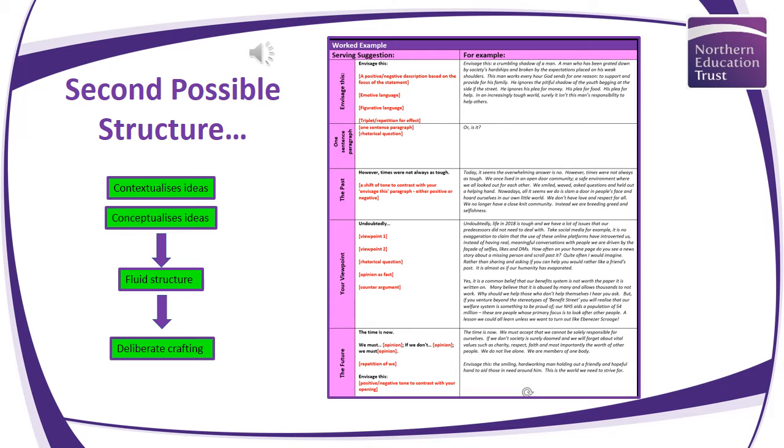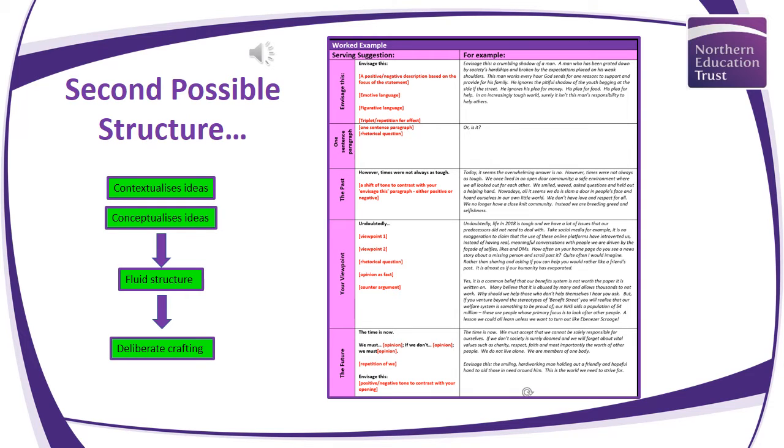and actually transferring those skills into this. So we want that positive or negative description based on the focus of the statement or the topic. We want emotive language, some figurative language, and some repetition for effect. We then want a one sentence paragraph to question the audience and to question the topic. And then it goes back in time. So this structure mirrors our structure for paper 1, question 5 and descriptive writing.